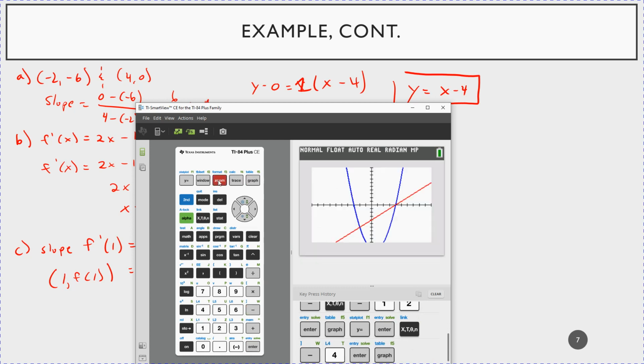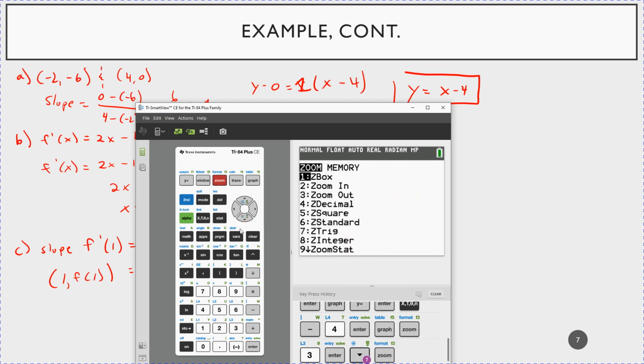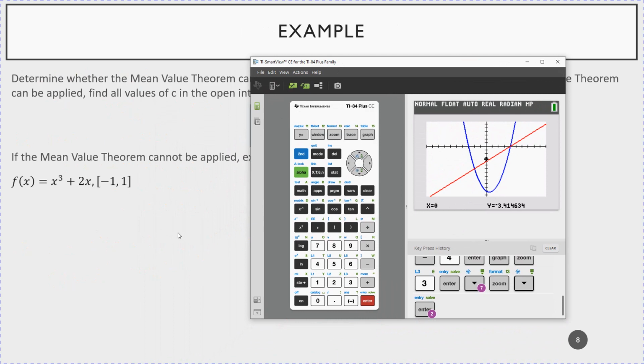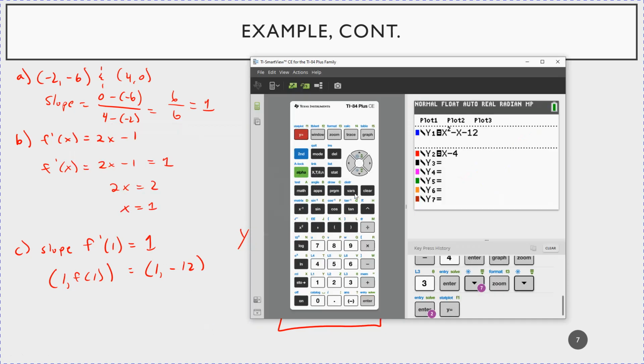And you can see the secant line. I'll even zoom out a little. Now watch this, okay? The slope of this line gives the average rate of change of the graph from this point to this point here. So now when I plug in the equation of the tangent line at x is equal to 1, so this was just x minus 13.